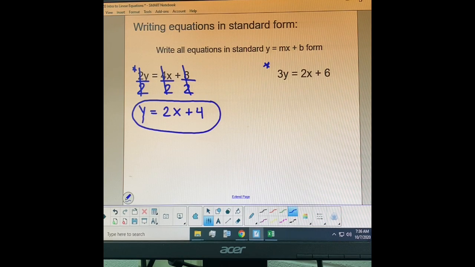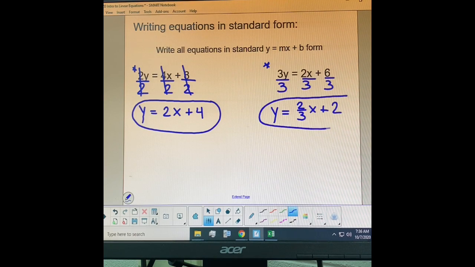Here we're going to divide each term by 3. Again, you don't have to get an integer. Here we have 2/3. It can't be simplified, so you leave it like that. And 6 divided by 3 is 2. This equation is in standard form.